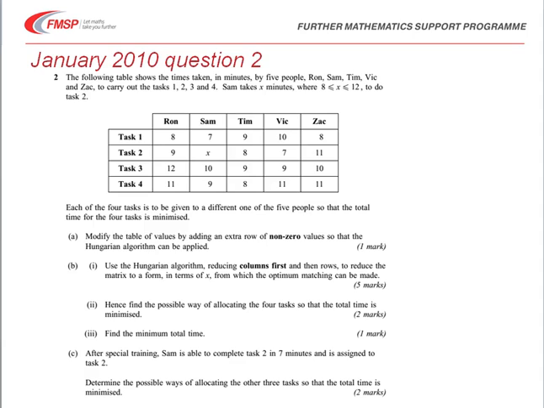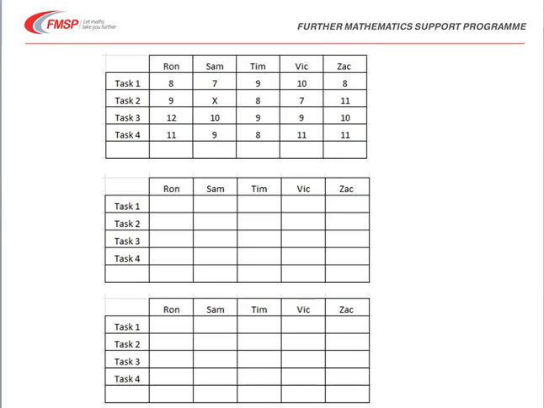In part C of the question, it's changed slightly so that Sam is able to complete task 2 in 7 minutes. You'll notice in the original table, task 2 for Sam is given a value X. Well, to do this we have to start off by putting in a dummy task here. So I'll just label that as dummy.